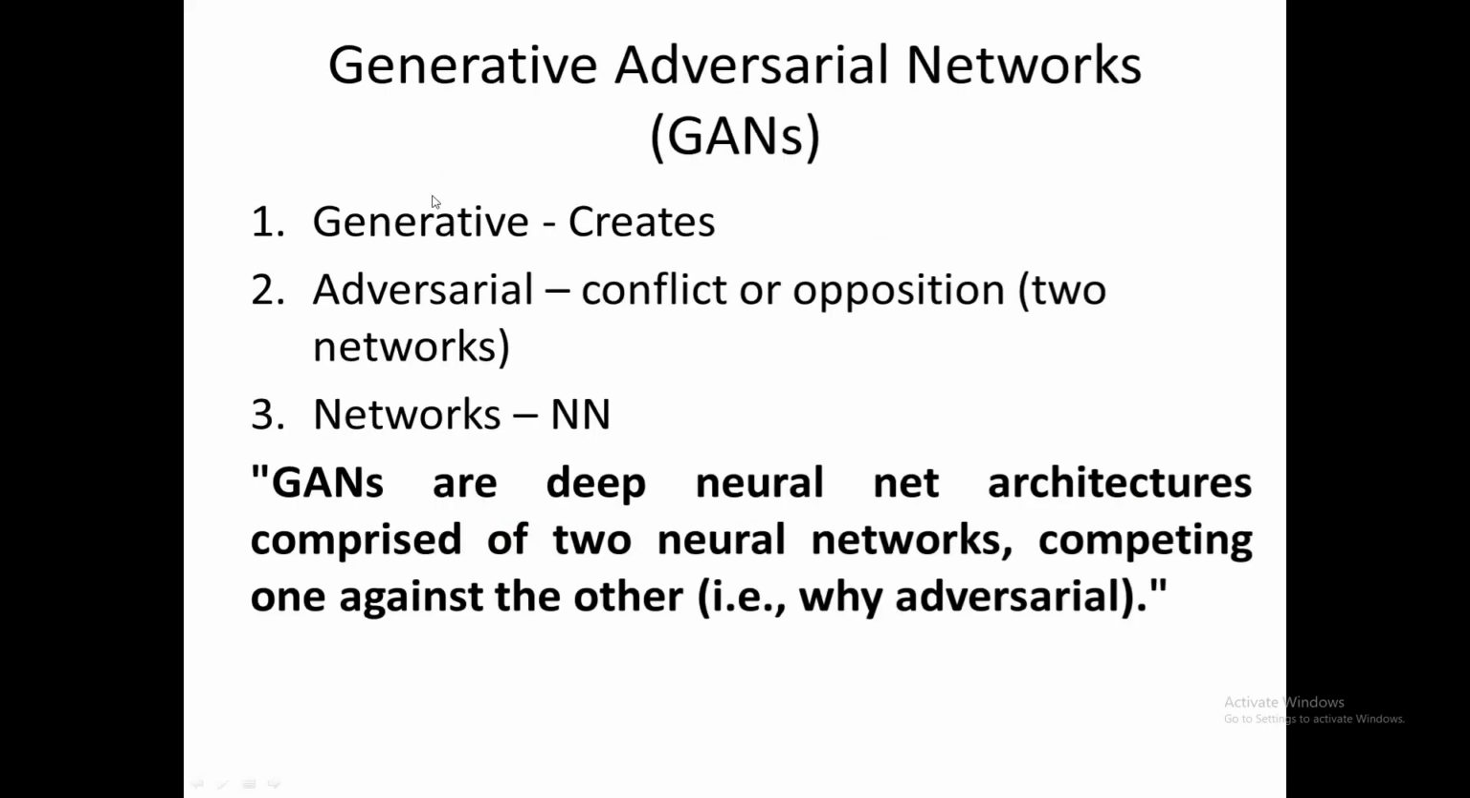So the word generative tells that it creates. Adversarial means nothing but conflict or opposition of the two networks. So here two networks are available. One is the generator, another one is a discriminator. Networks here are nothing but neural networks. So GANs are deep neural network architectures comprised of two neural networks competing one against the other. That is why it is called the adversarial network.